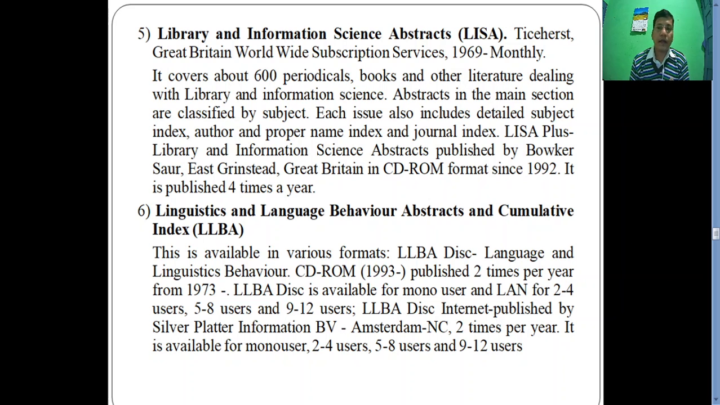Library and Information Science Abstracts. It covers about 600 periodicals, books, and other literature dealing with library and information science. Abstracts in the main section are classified by subject. Each issue also includes a detailed subject index, author and proper name index, and journal index.